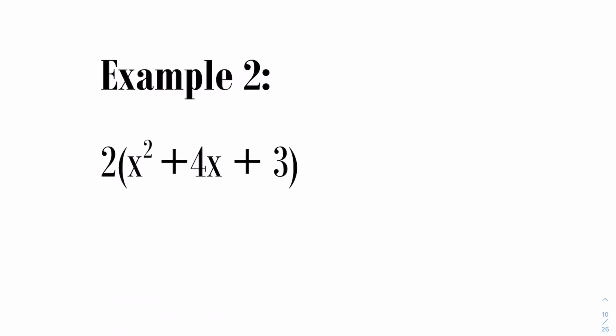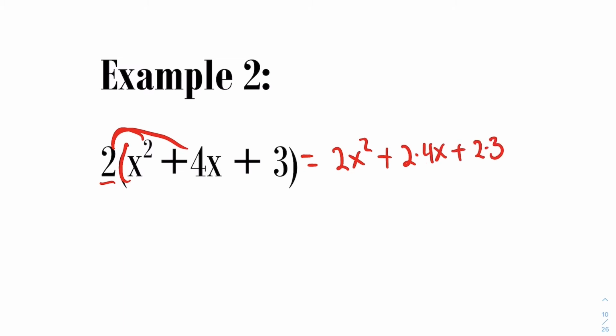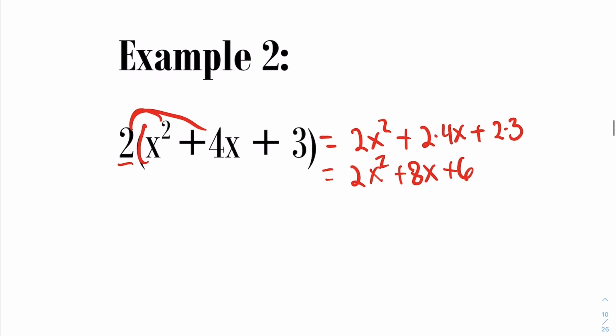Example 2, we have a single number on the outside and lots of things on the inside. This number touching the parentheses means we are multiplying. This 2 is multiplying x squared. The 2 is multiplying 4x. 2 times 4x plus 2 times 3. Let's simplify. Since it was just the number 2 outside, that means we just doubled everything that was on the inside of that parentheses.